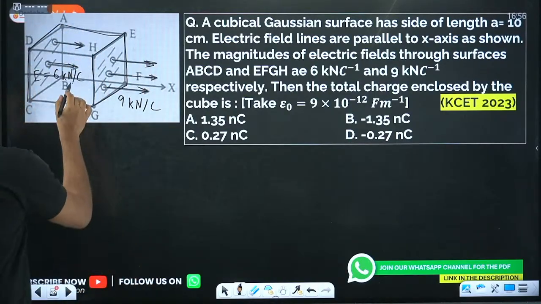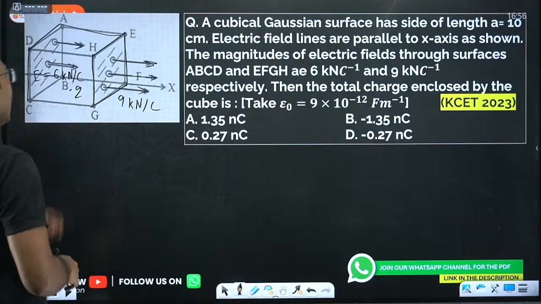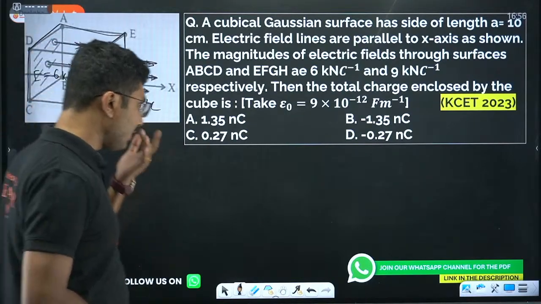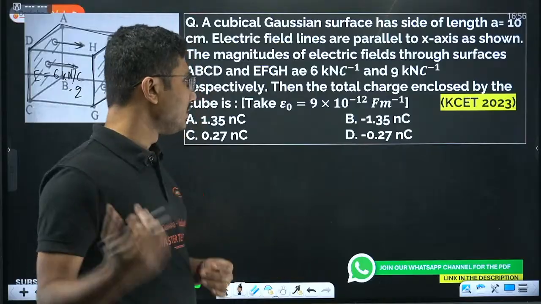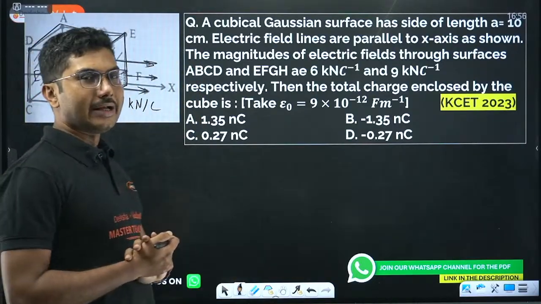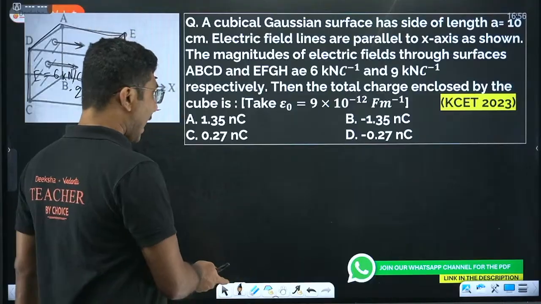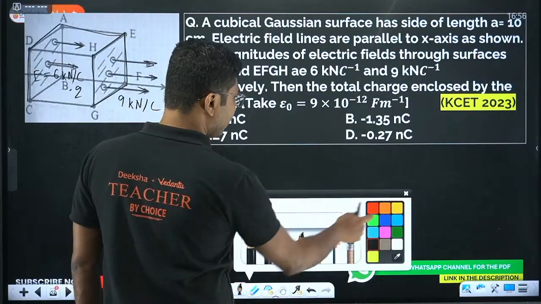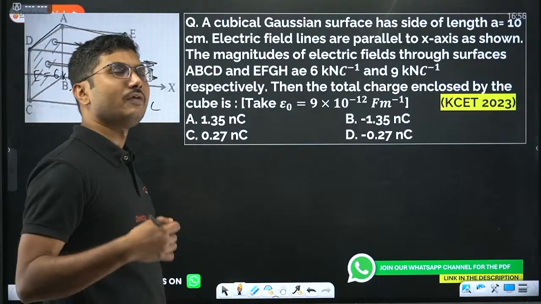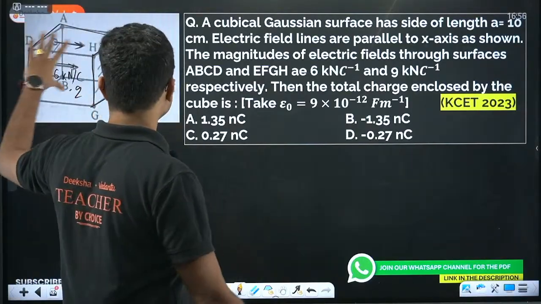So what is the charge enclosed inside the surface? If incoming and outgoing flux are equal, then the answer would have been 0. But because they are unequal, it will not be 0. And you also have to find the sign of the charges. So the first task is to find the electric fluxes for individual surfaces.